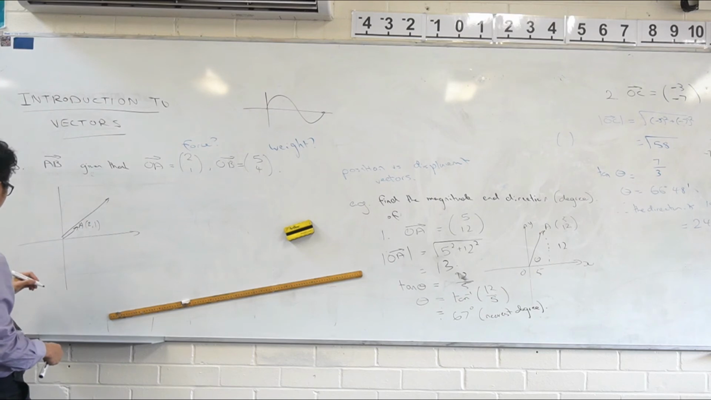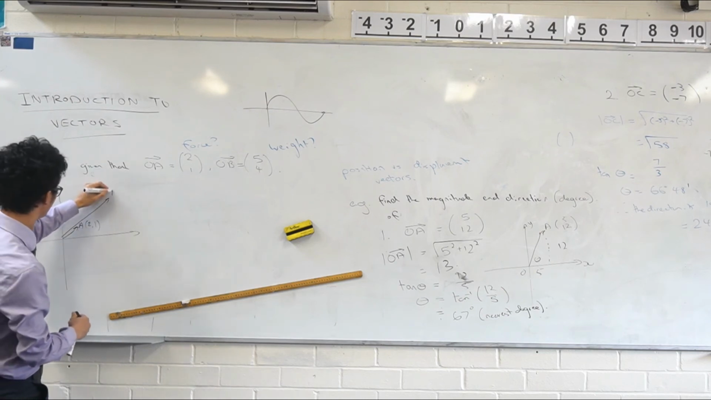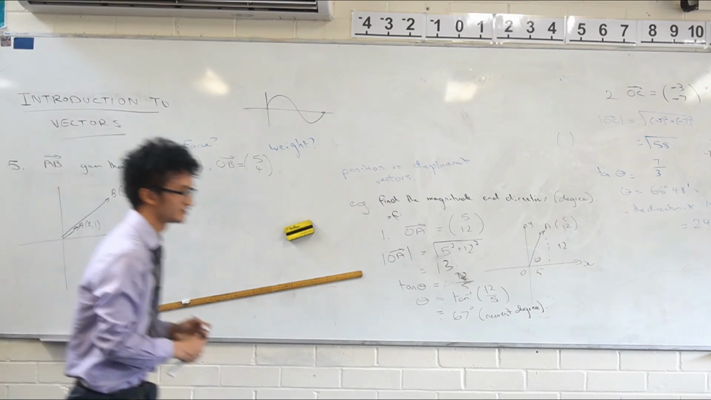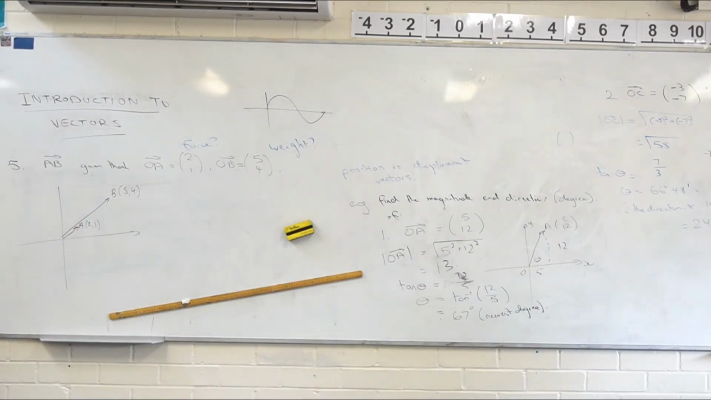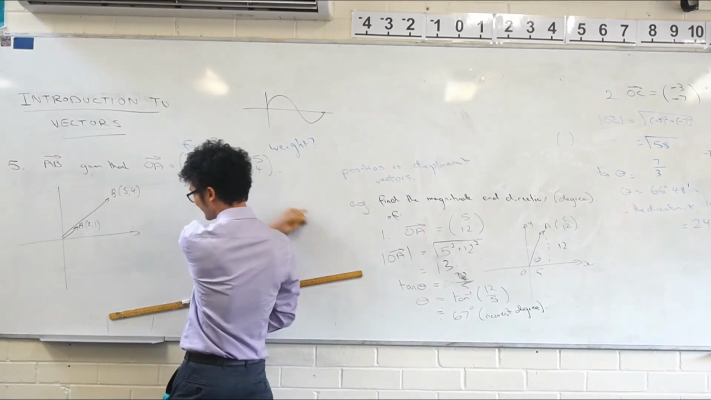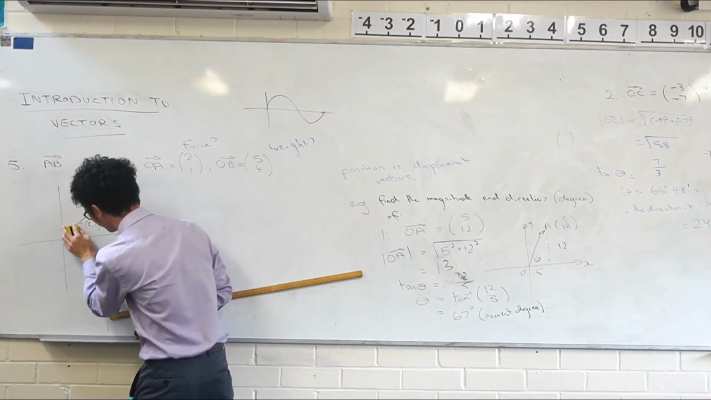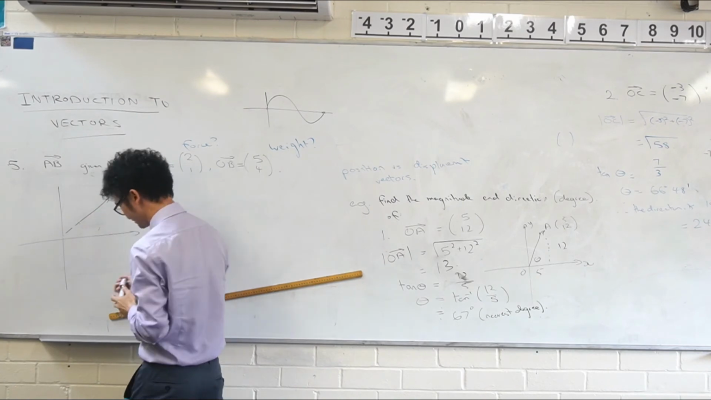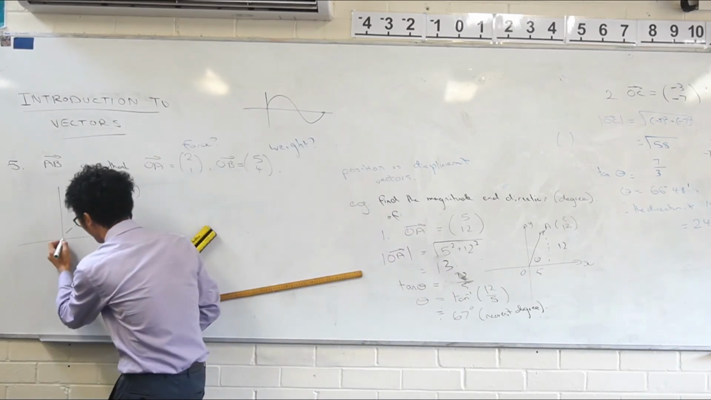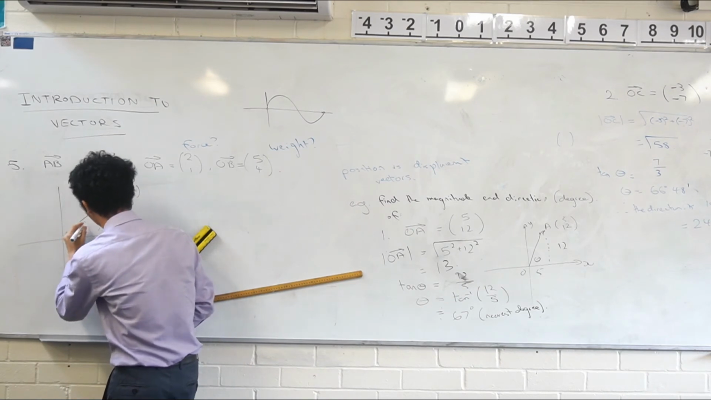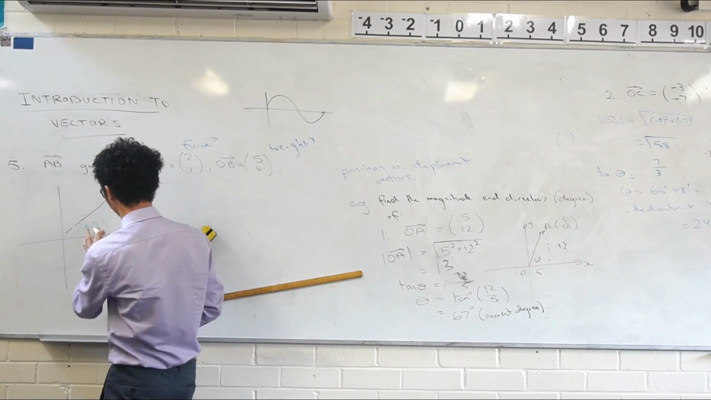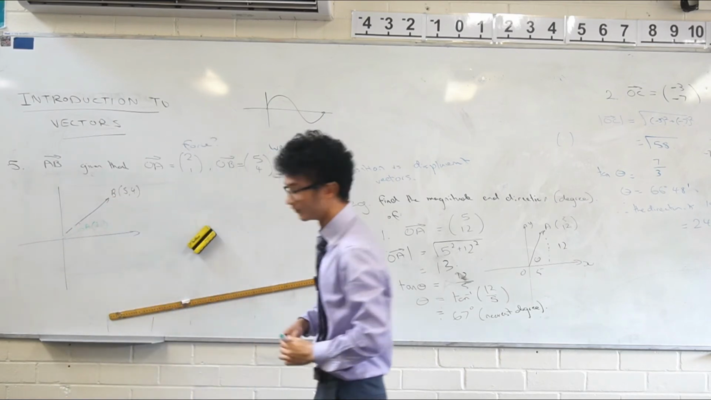I should be using a ruler for this, shouldn't I? 5, 4. How does that look? There you go. Maybe I'll give myself a bit more space here. Let's use a different color as well. Okay. There you go. And what did you try, Angus?